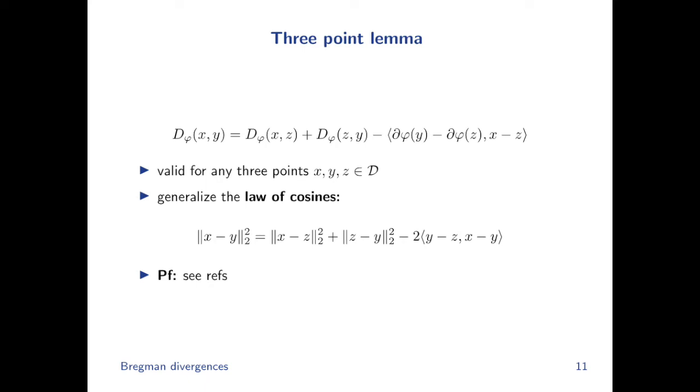Remember the gradient of phi is just the argument in this case. So the gradient of phi at y is just y, and the gradient of phi at z is just z. And so if you plug in all the terms, you get exactly the law of cosines. This is worked out in generality for you in the references, but essentially this is the Bregman divergence version of the law of cosines.